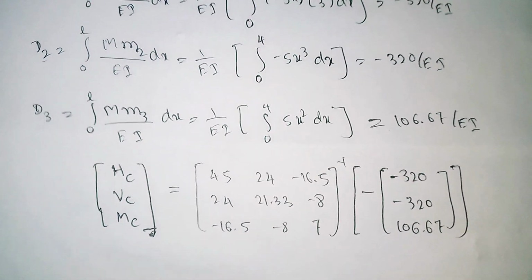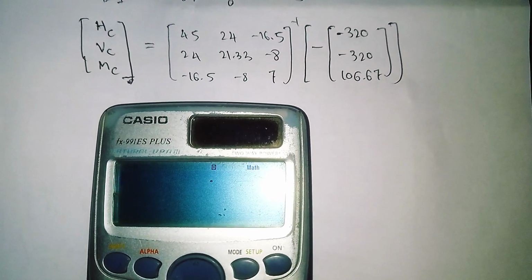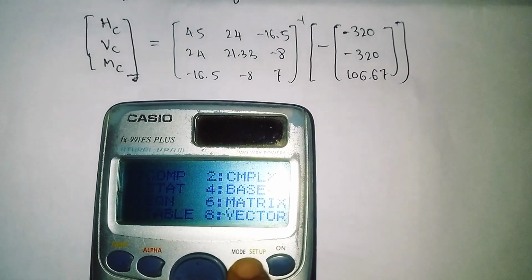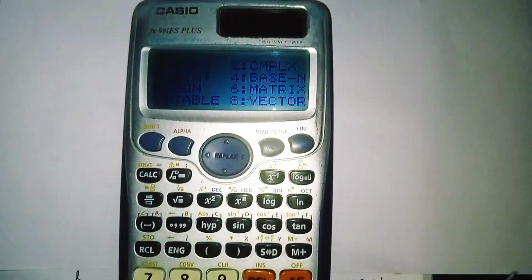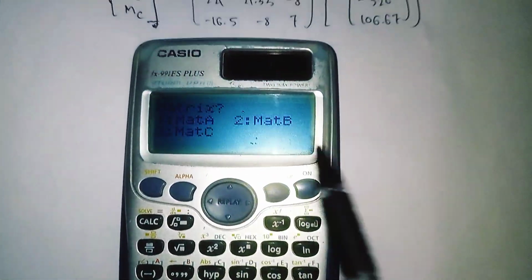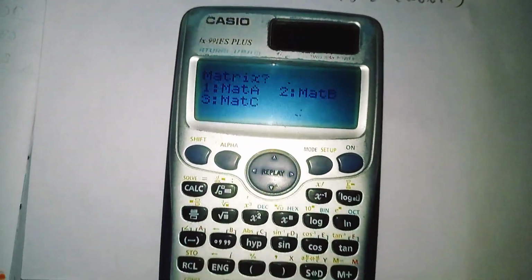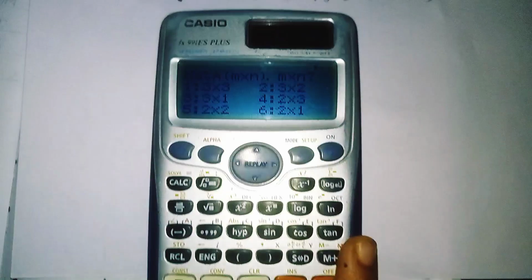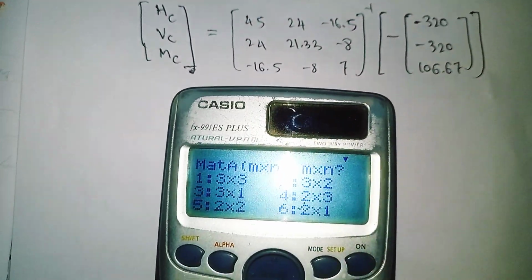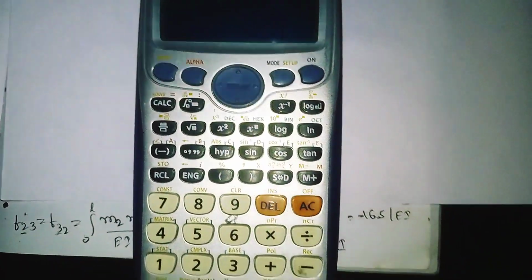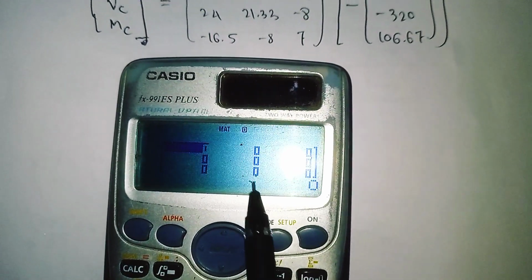Now solve it by using the calculator. We need to calculate this one. I have already shown how to calculate this. Go to the mode matrix, which is at number 6 now, so press 6 here and you can see all the matrices. Mat A is at number 1, so press 1 here. Our matrix 1 is 3 into 3, which is at number 1. Press number 1 again. Now the 3 into 3 matrix has come.